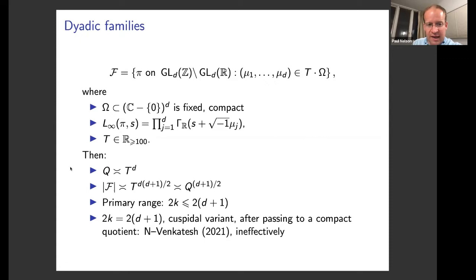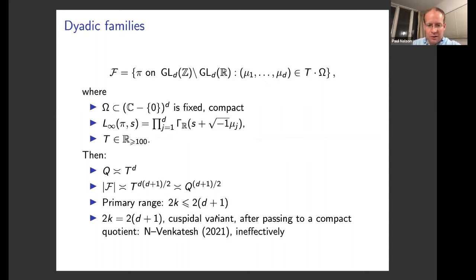And when we do that, the analytic conductor is just the product of these numbers basically, which will be of size T to the D. The family size we can read off from something like the Weyl law for GLD, and it ends up being the D plus 1 over 2th power of the conductor in this situation. So the primary range goes up to twice D plus 1. That's the analog of the 4th moment of zeta. Equivalently, it's the range where if you can actually do an asymptotic formula with a little bit of amplification, then you can get a subconvex bound as a consequence.